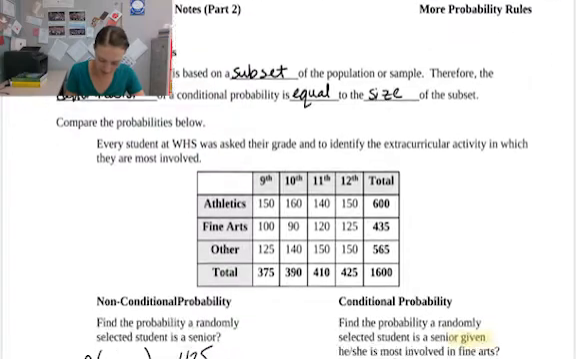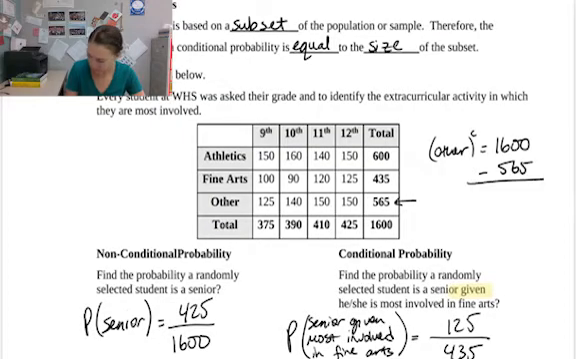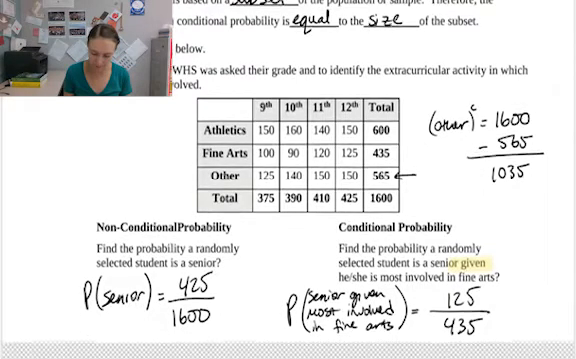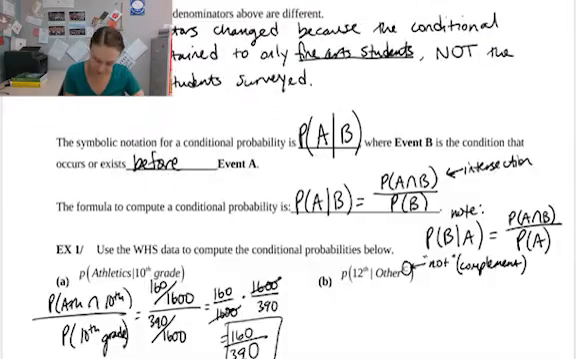So come up here. Other has 565. So then other complement would be 1600 minus 565. Let me get my calculator for this. 1600 minus 565 is 1035. So the probability that they are not in the other category is 1035 out of 1600.